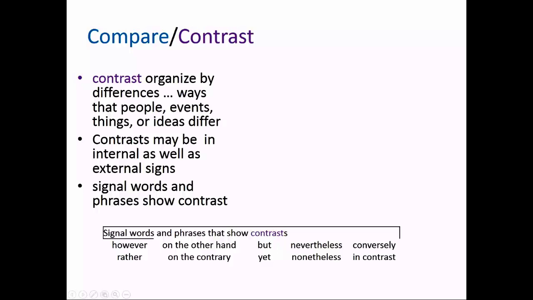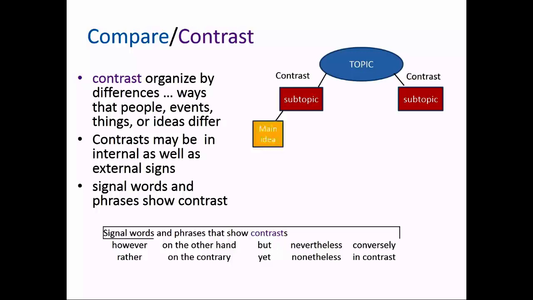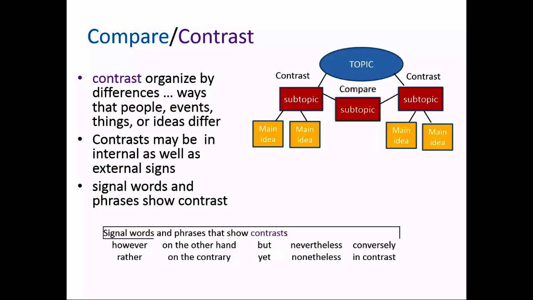So we have a topic, and we've got a couple of subtopics that contrast with each other, with each having their own main ideas. And then we might have a subtopic where we're comparing things that are similar between those two subtopics. So we're comparing and contrasting.